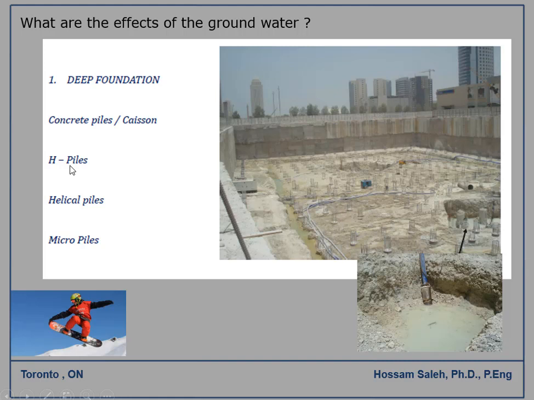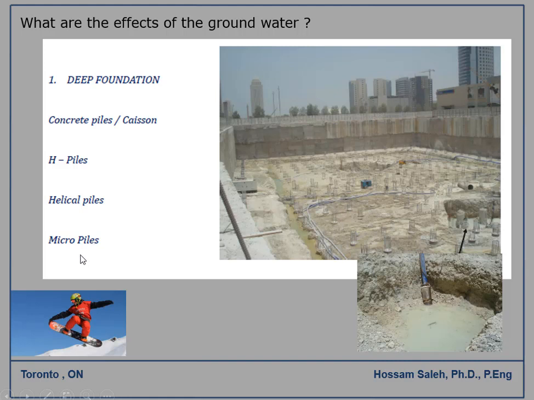We call them H piles, and they will be hammered inside the soil, and the capacity of the pile will be determined based on the soil report and the size of the H pile. Helical piles are like screwed piles which will be rotated and penetrate the soil, and it depends on the size of the helical pile, the depth and the soil capacity. You have a bearing capacity for these piles.